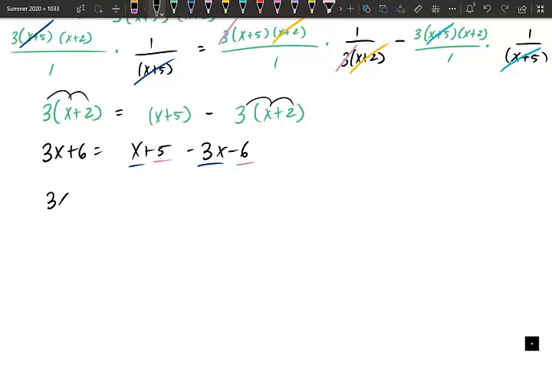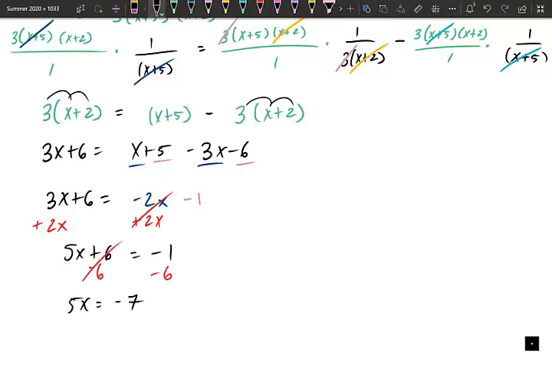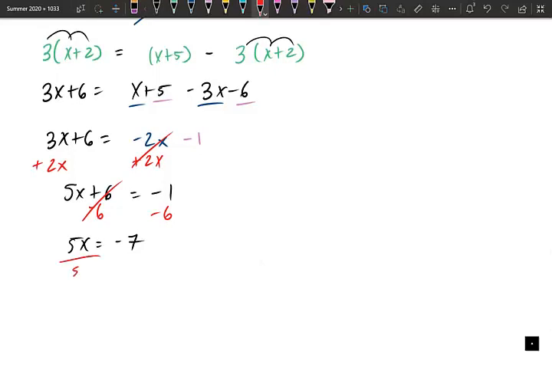So we have 3x plus 6 equals x minus 3x is negative 2x. Positive 5 minus 6 is negative 1. We keep simplifying, so I'm going to add 2x over. And when we do, we have 5x plus 6 equals negative 1, minus 6 over. So 5x equals negative 7. We're going to divide by 5. So x is possibly negative 7 over 5.